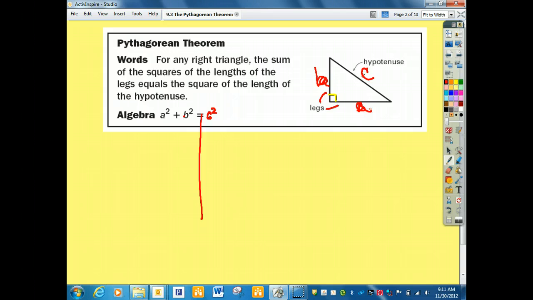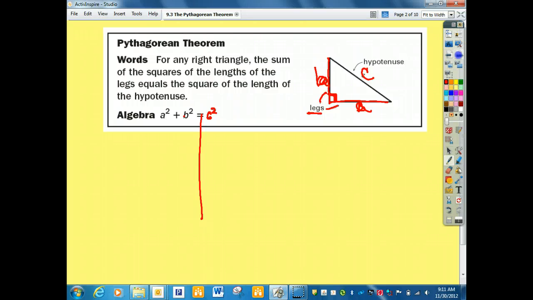It doesn't matter. Those two are interchangeable because both of them together make up what? They make up your right angle, your 90-degree angle. They're called your what? Legs. Your legs make your 90-degree angle.